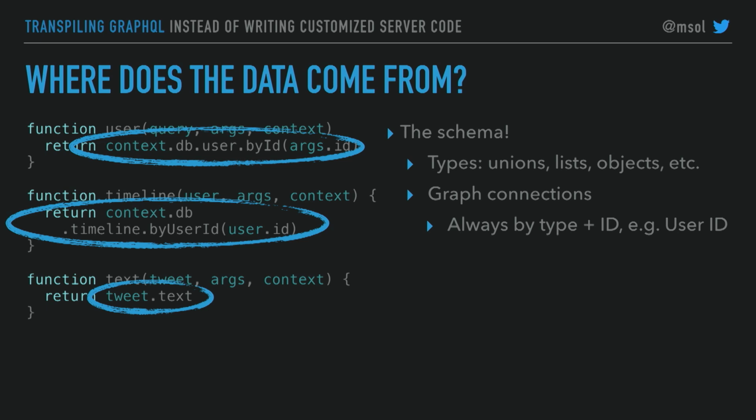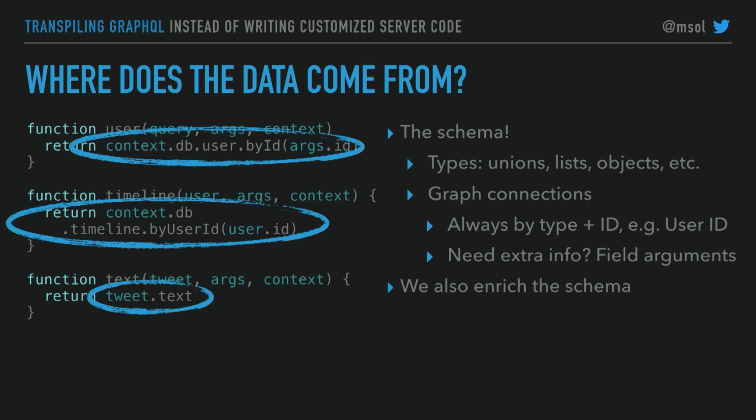These graph connections are always by type and ID. So for example, we might have a user ID, and you can look up data associated with users that have that ID. Not too surprising. And if we need some extra information, maybe just the user ID isn't enough, then we can use field arguments to pass in extra information. That's just kind of a side note.